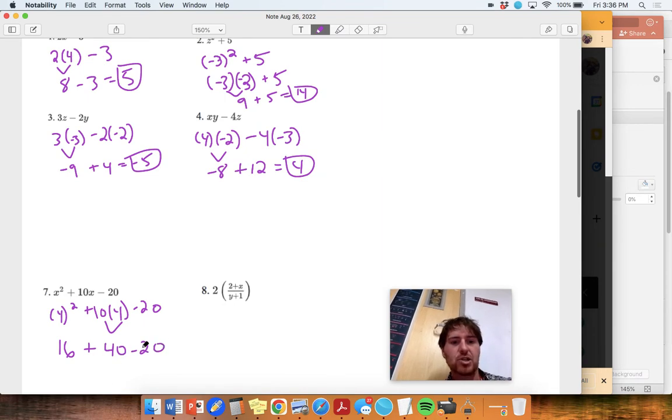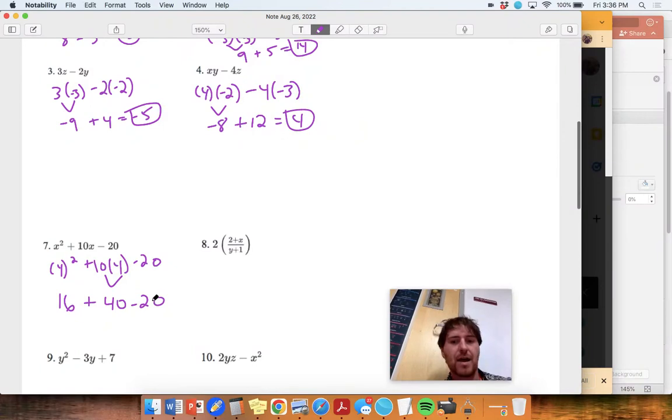So now PEMDAS, addition, subtraction, that's the last thing. So 40 minus 20, well, that's 20. Add 16 to it. You should get 36 for this one. If we did it correctly.